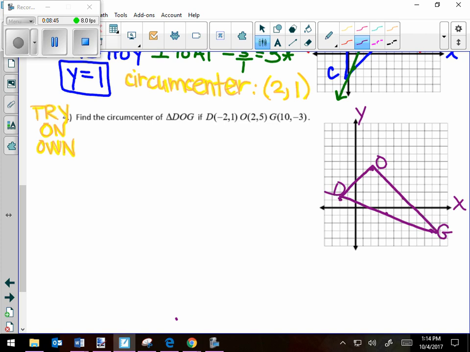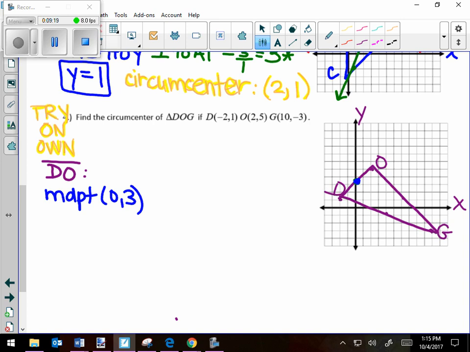So I have my triangle DOG. I have to decide which of the two sides I want to do the perpendicular bisector of. And of course, it doesn't really matter. It's sort of up to you. You get to pick whichever ones you want. So I'm going to start by looking at the segment that goes from D to O. And when I look at the segment that goes from D to O, it's very easy for me to see what the midpoint is of that particular segment. It is the point 0, 3. So my midpoint is 0, 3.